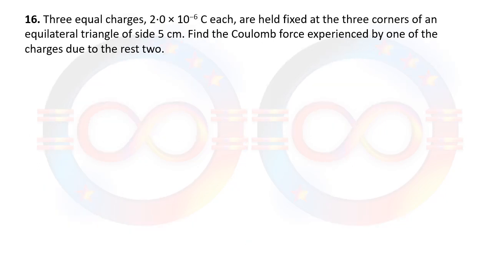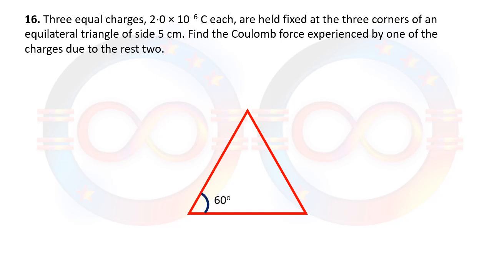Question number 16 is related to the superposition principle of force. That is, when two or more forces are acting on a particular particle, the net force will be the vector sum of two or more forces. So in this question it is saying three equal charges are present at the three vertices or corners of an equilateral triangle. When we are talking about an equilateral triangle, the angle will be 60 degrees each.